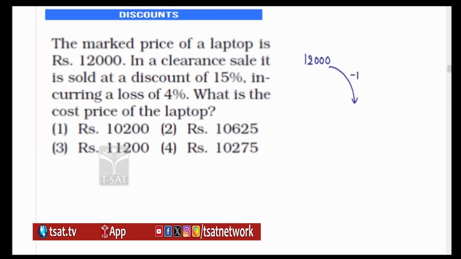15% discount. 10% of 12,000 is 1200. 5% is 600. Therefore, 1800. If you decrease 1800, you are going to get 10,200.